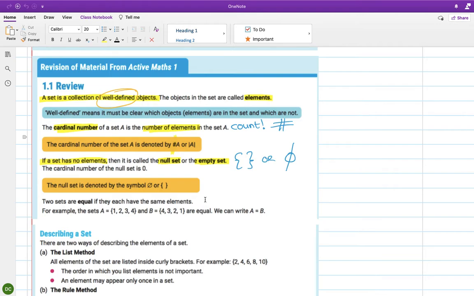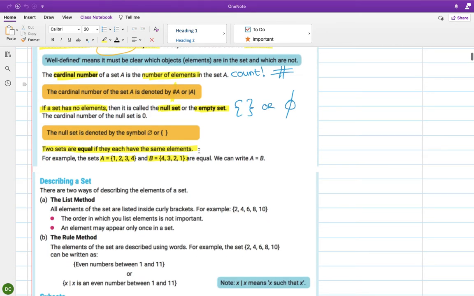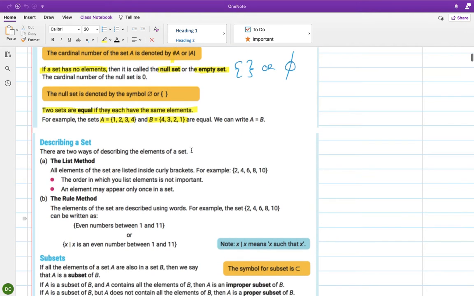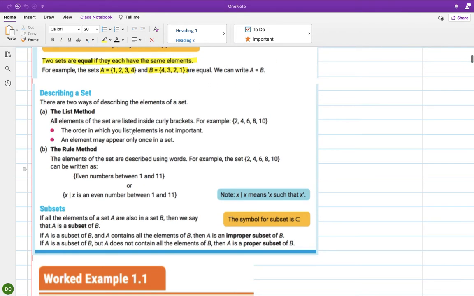Okay, set equality. So 2 sets are equal if they have the exact same elements. Okay, it doesn't matter about the order. You can see that here. The order doesn't matter, but they have to be exactly the same. And all of these are in the document I just showed you called Sets Law. So you can go back and have a look at them.